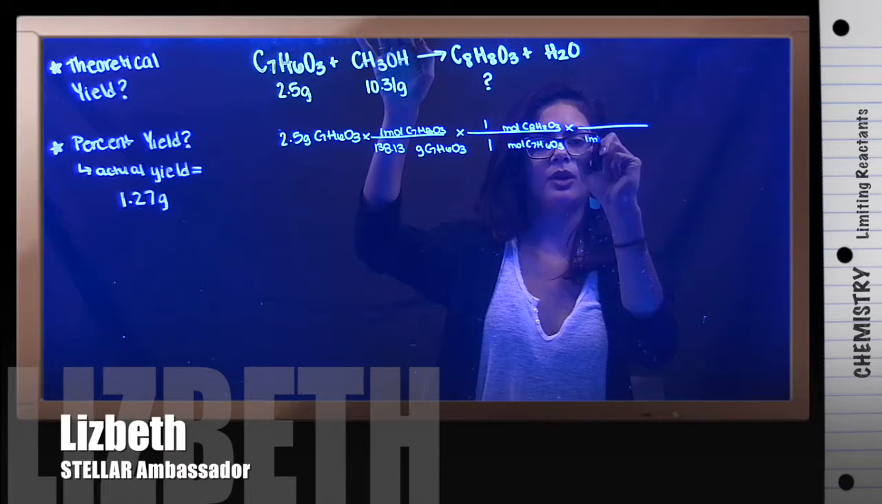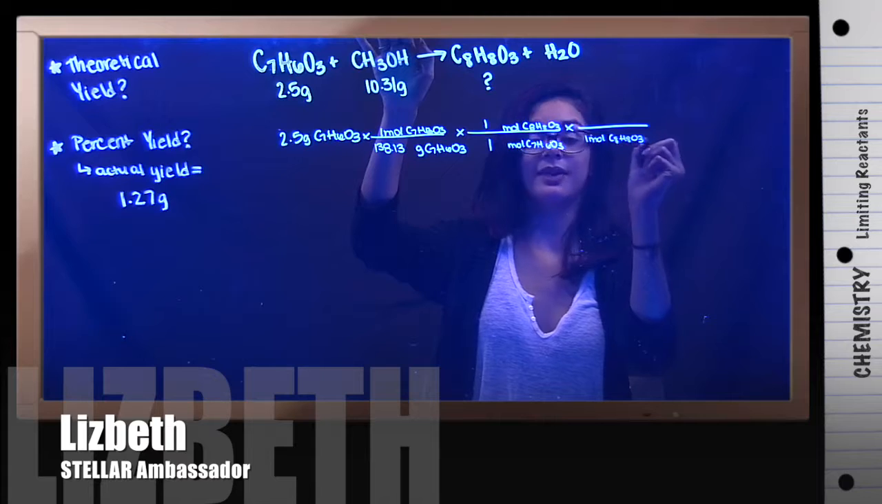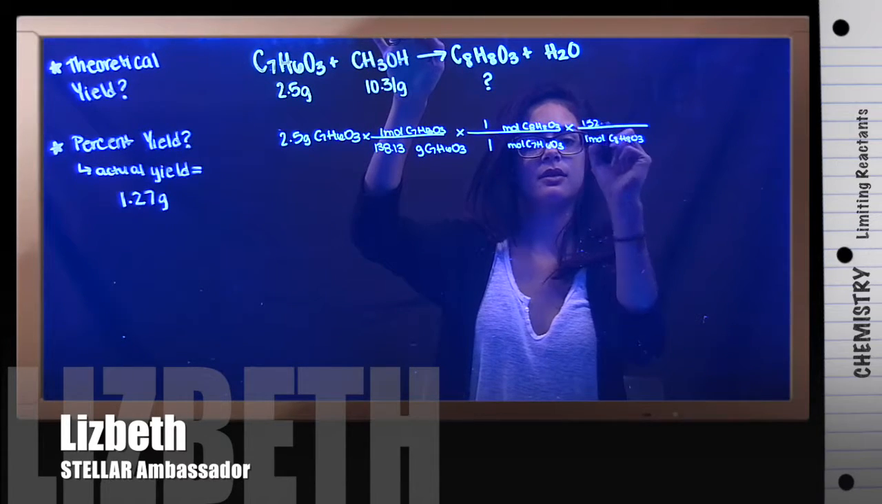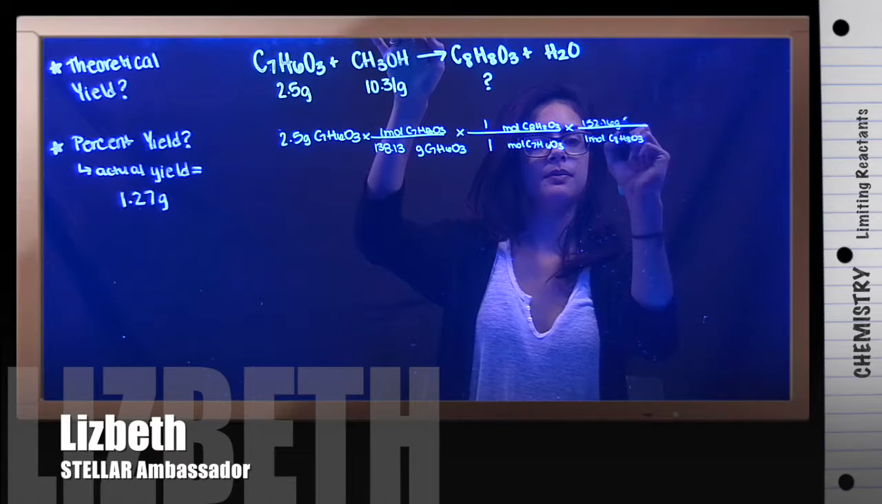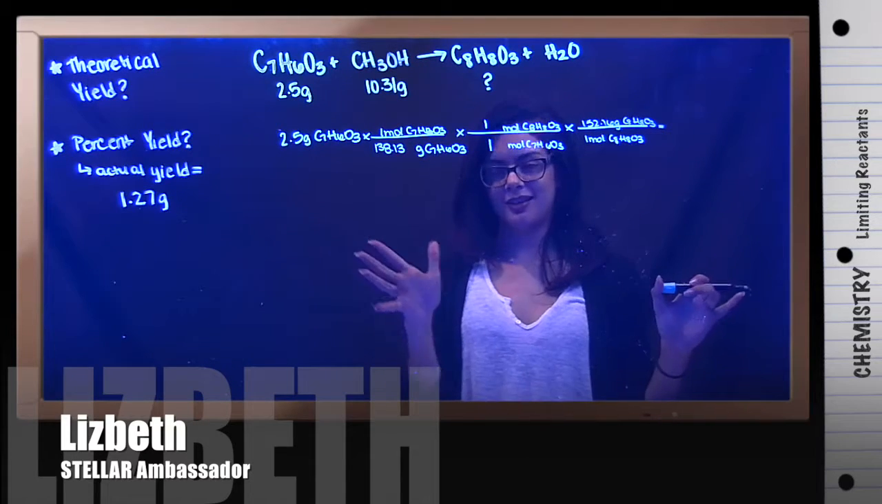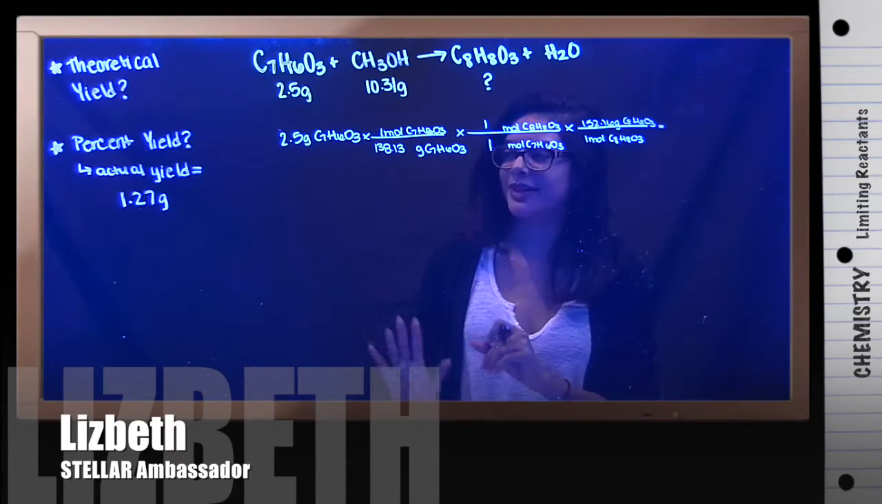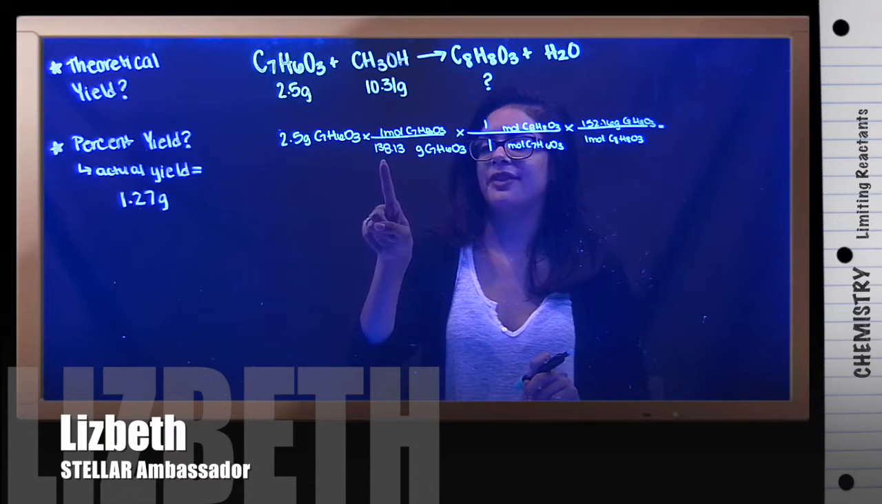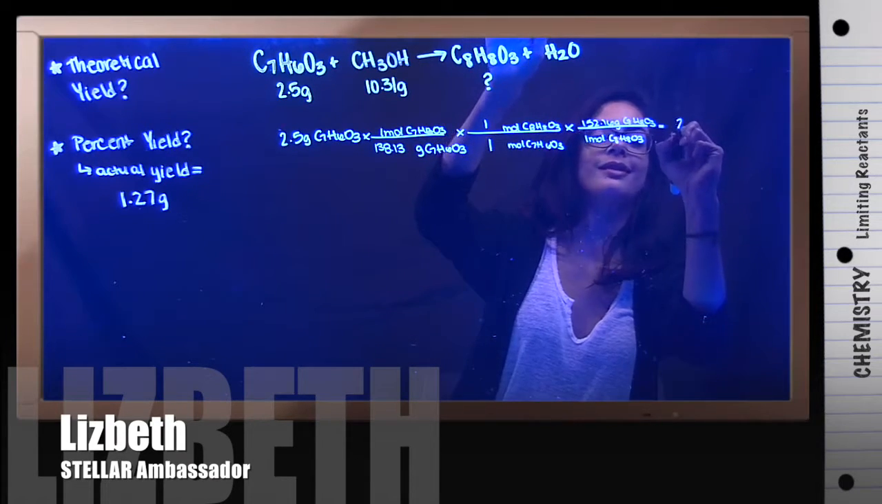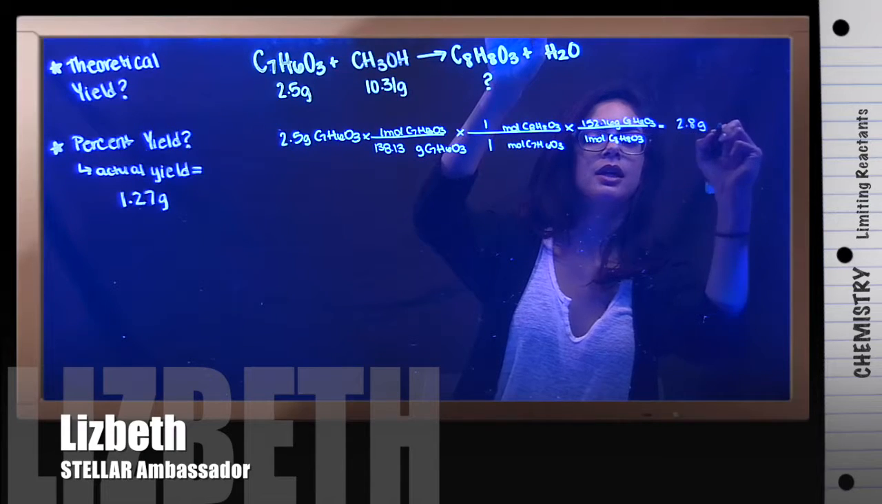So we're going to have 1 mole of our product on the bottom. And the molar mass for that is going to be 152.16. And that's going to give us the final grams. I know it looks long, but it's totally worth it. So you're going to do the 2.5 divided by this value and then multiplied by that value, and that's going to give you 2.8 grams of our product.